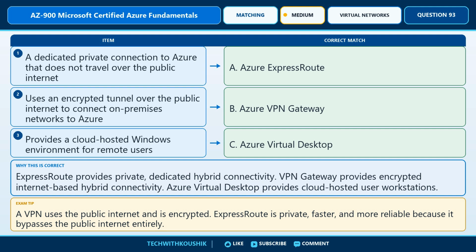Let's look at the reasoning. ExpressRoute provides private, dedicated hybrid connectivity. VPN Gateway provides encrypted internet-based hybrid connectivity. Azure Virtual Desktop provides cloud-hosted user workstations. A helpful shortcut is this. A VPN uses the public internet and is encrypted. ExpressRoute is private, faster, and more reliable because it bypasses the public internet entirely.